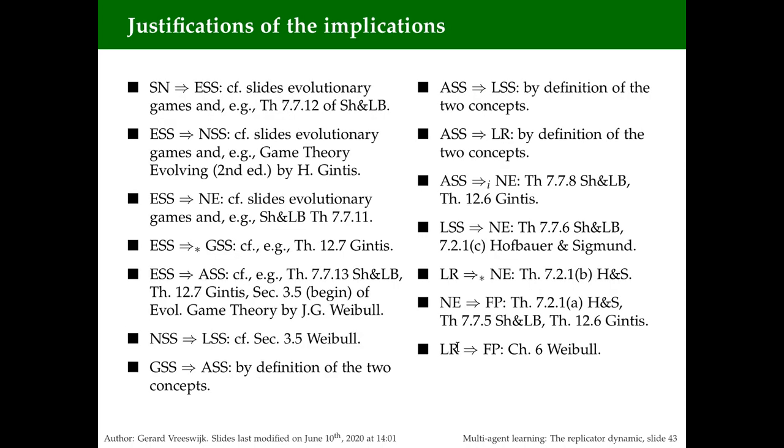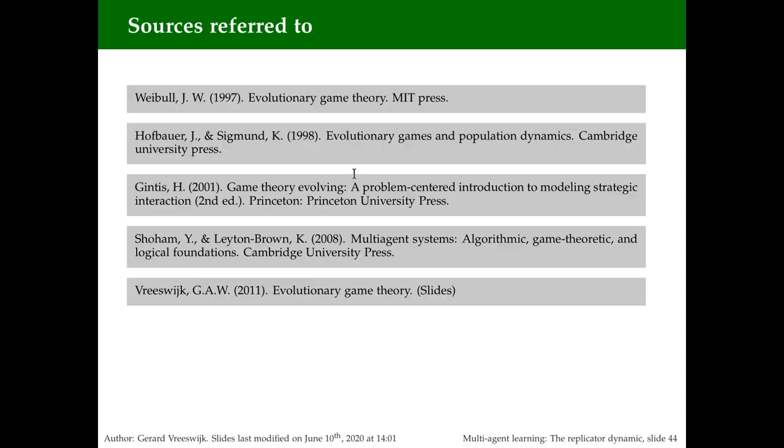And here, it's proven in Weibull. And here are the other justifications of all the other implications. So I just named a few sources: Weibull, or Shoham and Leyton-Brown, or Herbert Gintis. The sources I referred to are mentioned here. And Weibull, especially Weibull and Hofbauer and Sigmund, are authoritative sources on evolutionary game theory.